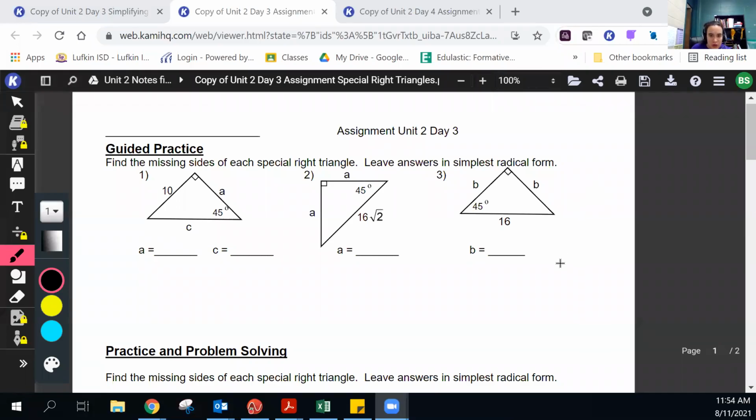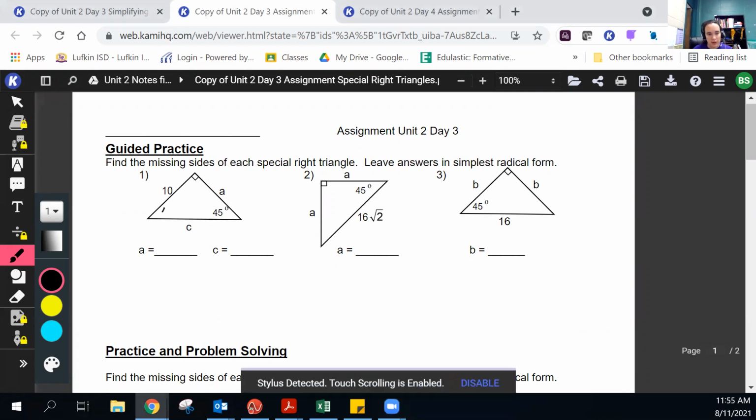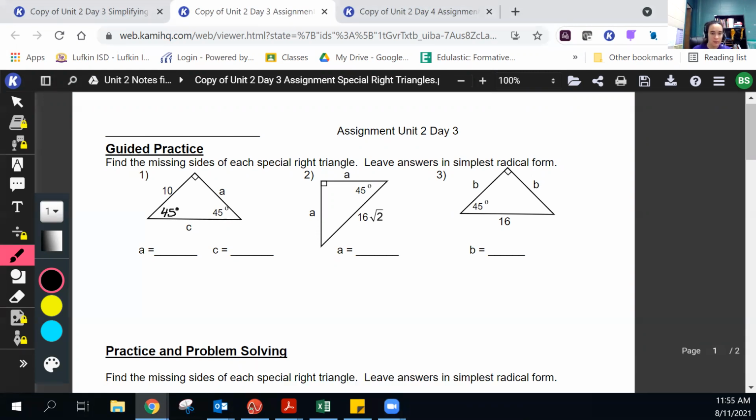Now we are going to go through the guided practice for special right triangles. Our first problem, we have a 45, 45, 90 triangle. I know it's a 45, 45, 90 triangle, so I have a right angle and one 45 degree angle. That means that the other angle has to be 45 degrees. So I'm going to label it as a 45, 45, 90 triangle.